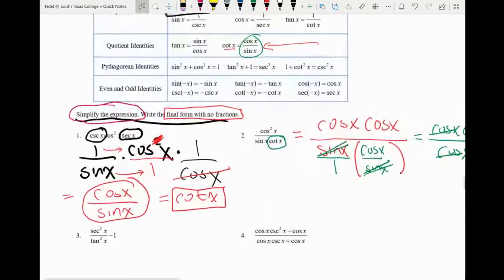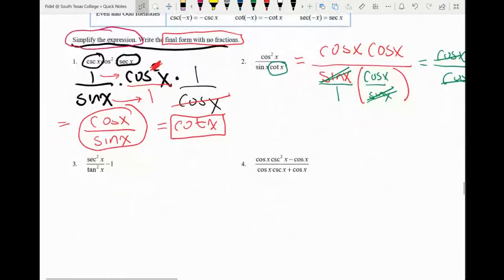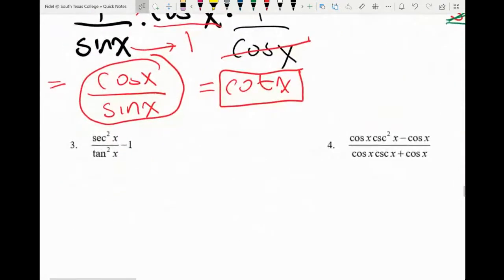Now when I'm looking at number three, I'm going to just do this right now, and I'll come back and pull up my identities again. When I'm looking at problem number three, y'all, what I want to try to do here is think about this one as 1/1. Now in order for me to subtract fractions, we have to have a common denominator, don't we? So between tangent squared of x and 1, what do you think my common denominator would be? Anybody know? Tangent squared of x, right?